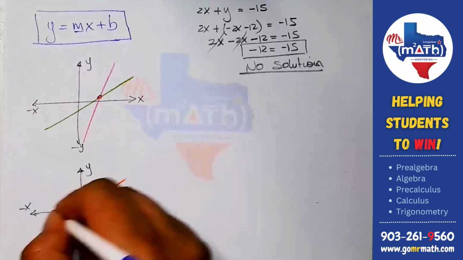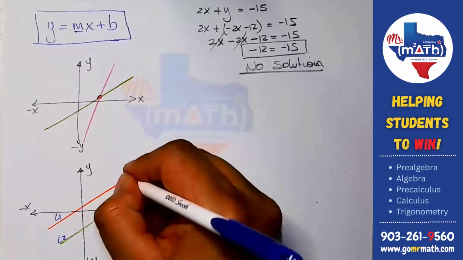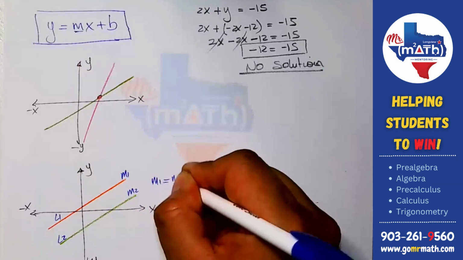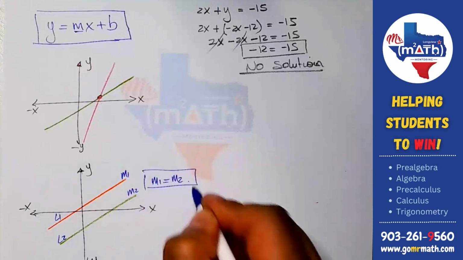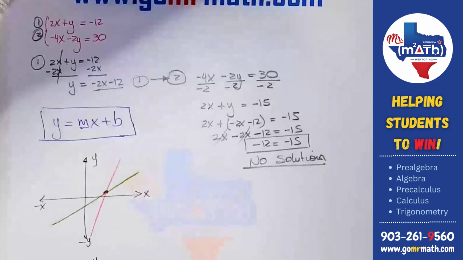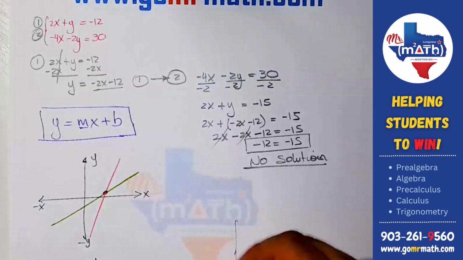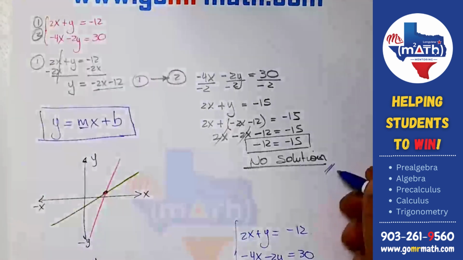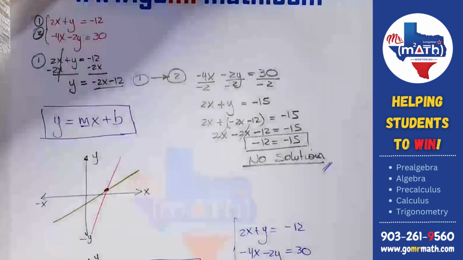So the slope of this line, if we call this line 1 and this line 2, slope 1 and slope 2 are here. And slope 1 has to be equal to slope 2. This is telling me that both lines are parallel. So let's go back to our exercise a little bit. We have the first one, 2x plus y equals negative 12, and the second one, negative 4x minus 2y equals 30. Remember, our exercise was done here. This is just an extra explanation for you.